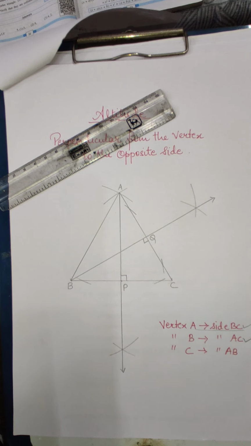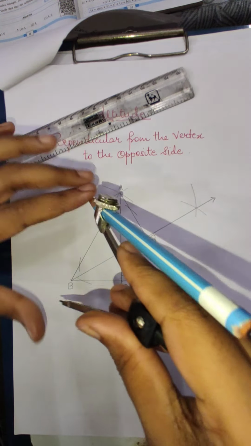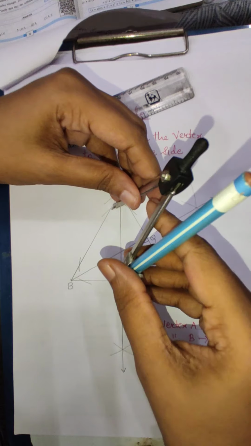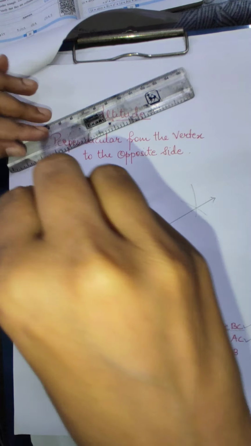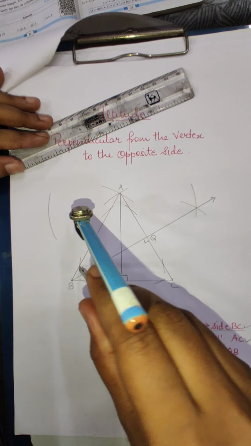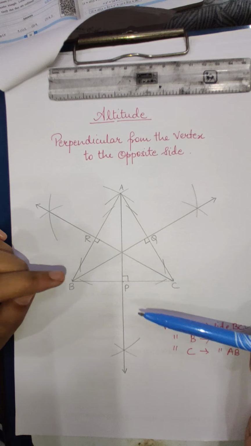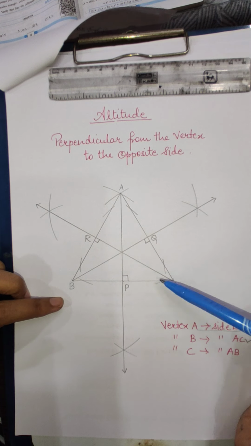Now the third. Let us see vertex C and side AB. So this is vertex C. I am making arcs with appropriate distance. Then measure the distance. Make arc from this side and this side. So join C and this point. So again a perpendicular here. Name this as R. And now if you see, we have all the three altitudes. Altitude AP, BQ, CR.